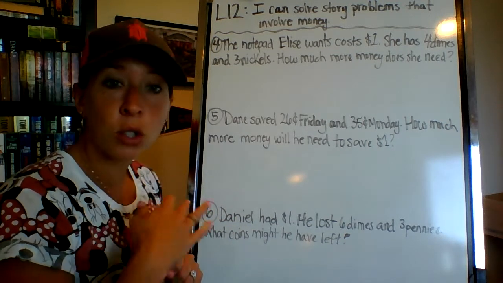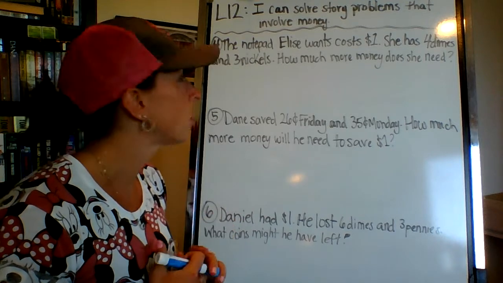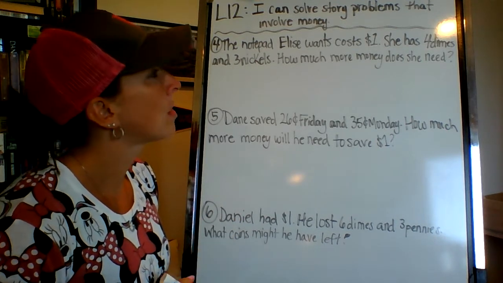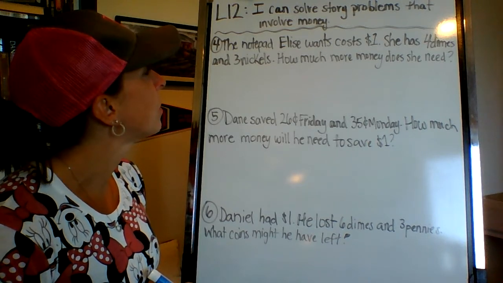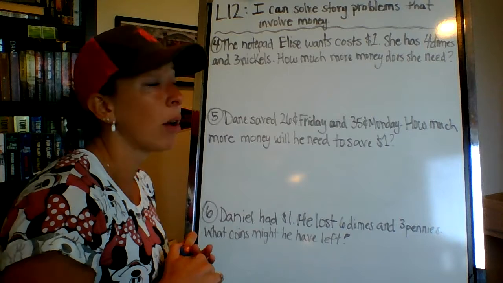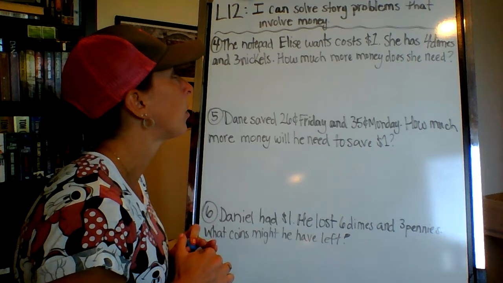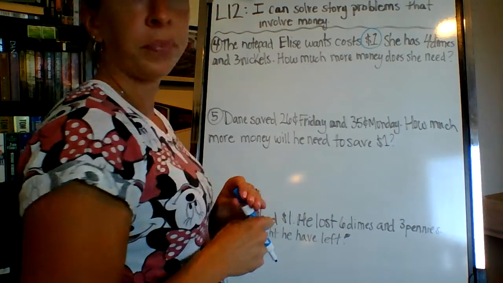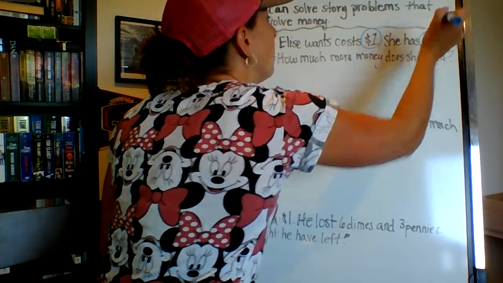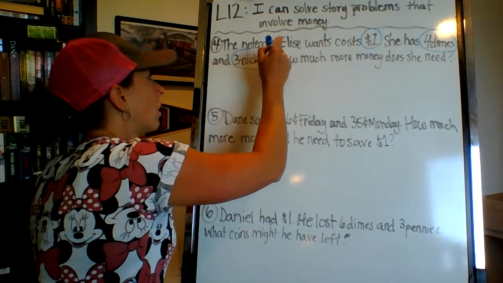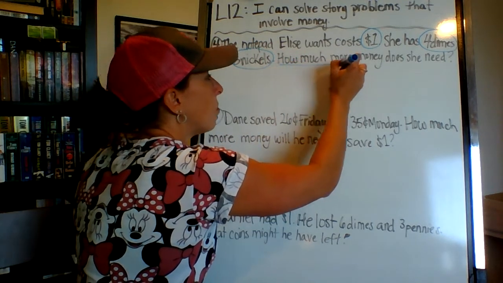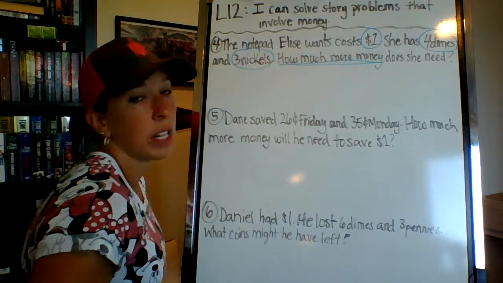Read with me, circle as you go, okay? What's important? The notepad Elise wants costs $1. She has 4 dimes and 3 nickels. How much more money does she need? So let's think about what's important. We know that the dollar is important, right? What else did you circle? Right? 4 dimes, 3 nickels. And I'm going to wonder how much more money does she need?